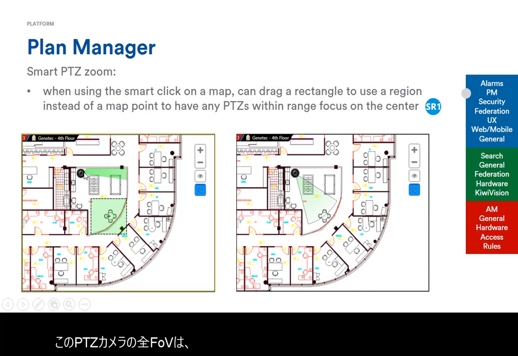So the cone, the total field of view for this PTZ camera, if we remember, it went all the way around here, and this is of course within that range. So it picks up this camera and is pointing it towards the center of the box that I drew out. So that's another cool way to use the Smart Click. And as we can see, this is a feature that was added in 5.7 SR1.